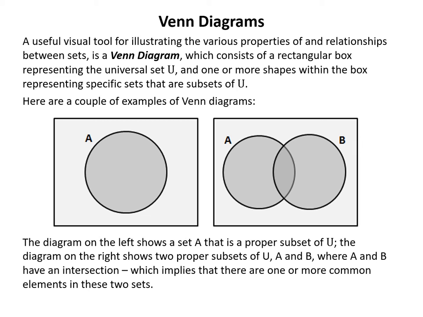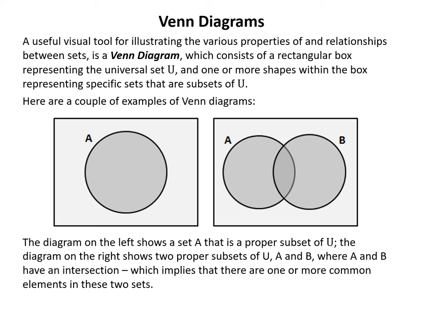A useful visual tool for illustrating the various properties of and relationships between sets is what's called a Venn diagram, which consists of a rectangular box representing the universal set U, and one or more partitions or shapes within the box representing specific sets that are subsets of the universal set. Subsets or proper subsets of the universal set. Here are a couple of examples of Venn diagrams in this slide.